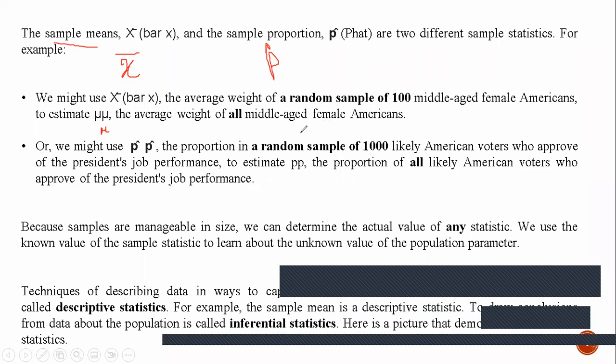We'll discuss these ones later. So just take an idea about the sample mean and the proportion. So for the sample proportion, what do we have? Here, we might use P hat, the proportion in a random sample of 1,000 likely American voters who approve of the president's job performance, to estimate the population proportion, the proportion of all likely American voters who approve of the president's job performance. And that is it.